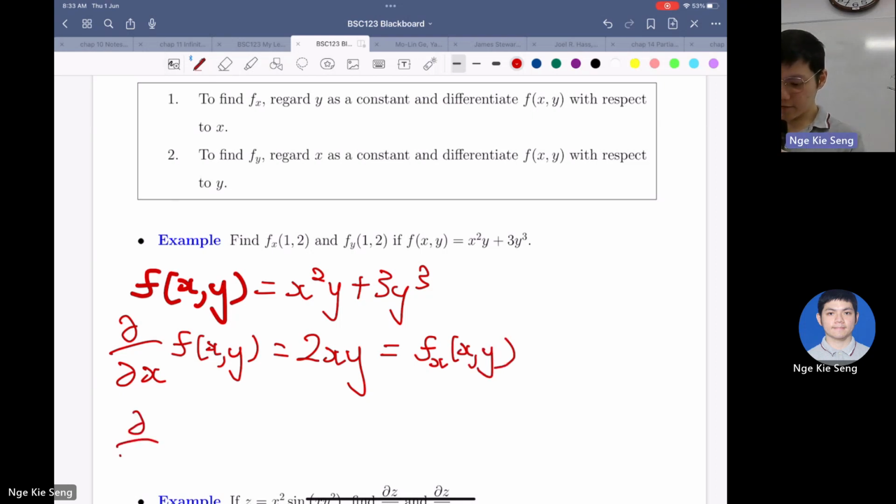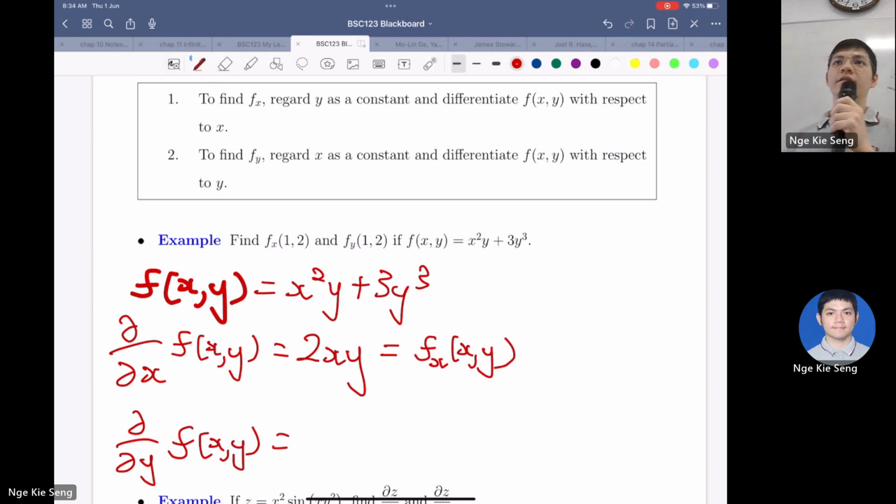And how about differentiate with respect to y? What do you think? What do you get if you differentiate with respect to y? So you treat x squared to be constant. So what do you get? x squared from the first term, 9y squared. Okay, good.